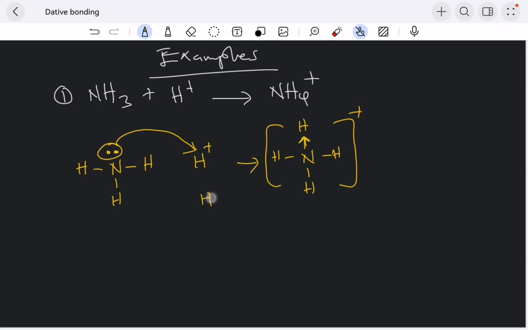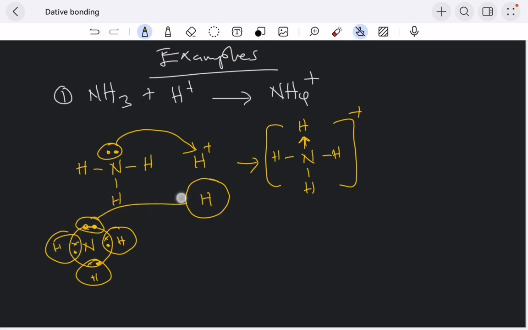So this is a hydrogen with an empty orbital, and this is just considering the outermost shell. So we have those two free electrons, so those are the ones that will be shared to that, and then we're going to have this structure.